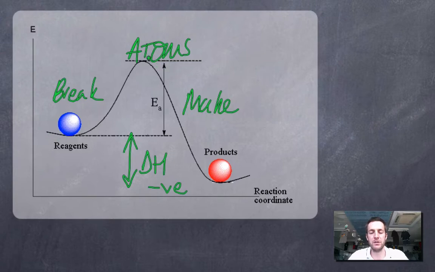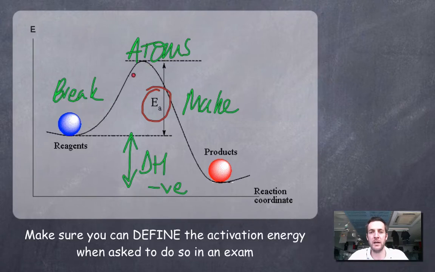Now, breaking bonds is always endothermic, we know that. Making bonds is always exothermic, right? This EA, the activation energy for a reaction, refers to the fact that you're never going to get over this hill unless you put some energy in first to break these bonds. So the activation energy can be described as the minimum amount of energy that we need to supply in order to allow our reactants to take part in a reaction.